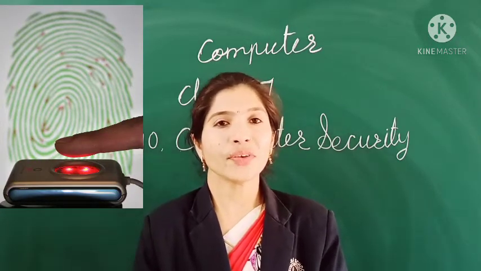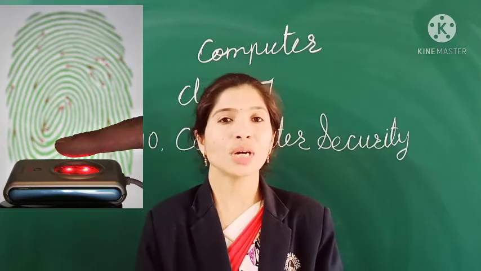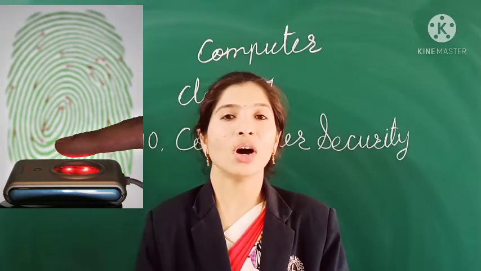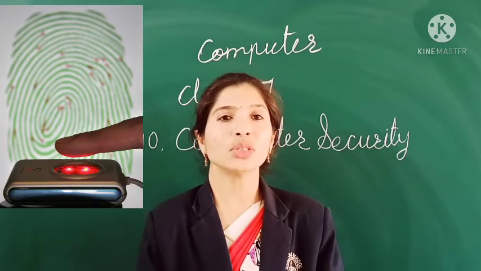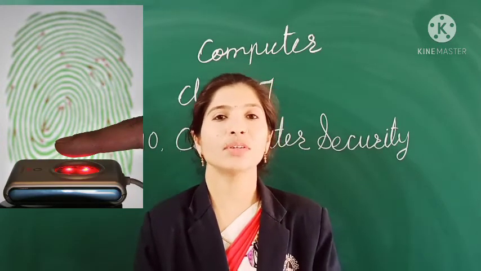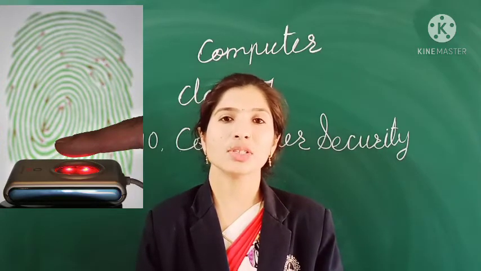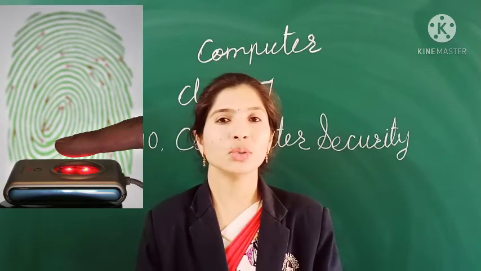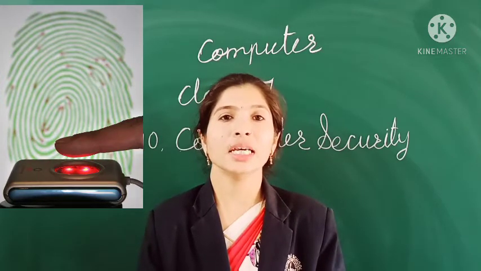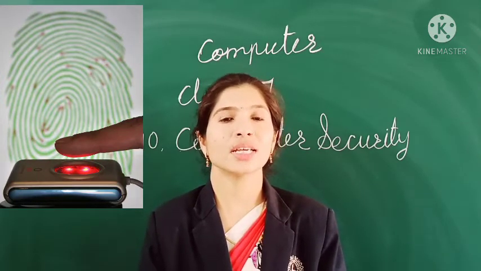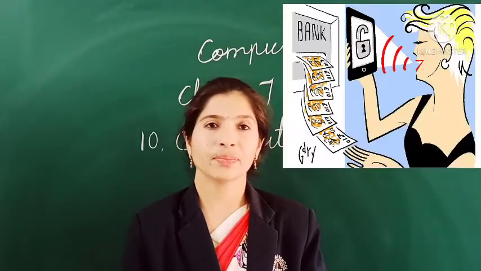Here, a user's fingerprint is used to identify and authenticate. A fingerprint sensor is used to create a digital image of the fingerprint. This image is compared to the stored image of a verified fingerprint, and if it matches, access is granted. We are going to see voice recognition.